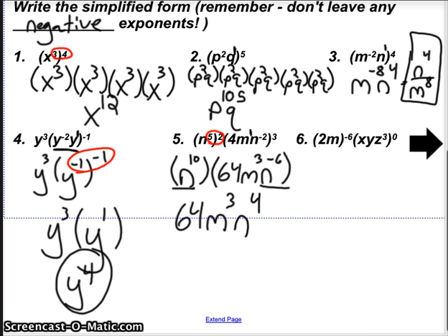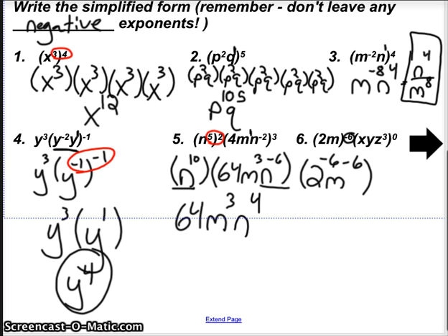All right, number 6, and the last one on this page. Again, I'm looking inside my parentheses. I'm not seeing any variables I can combine, or anything to simplify inside my parentheses. So I'm just going to start applying my exponents. Here I have an exponent of negative 6. I'm going to apply that to both things inside: 2 to the negative 6, m to the negative 6.